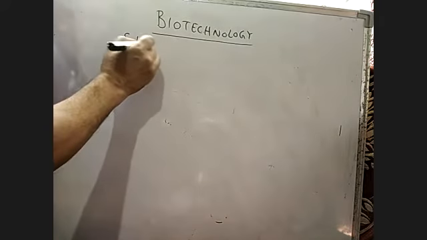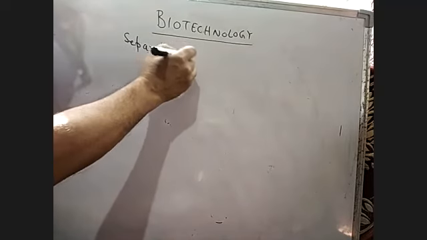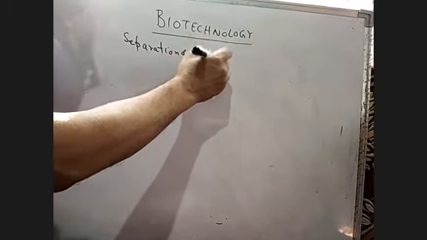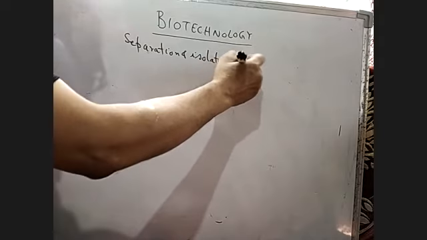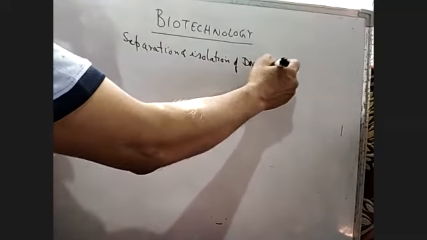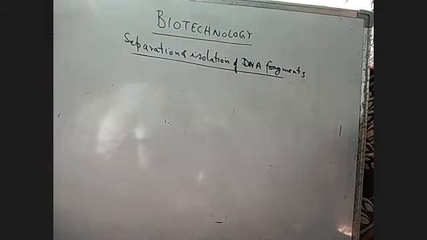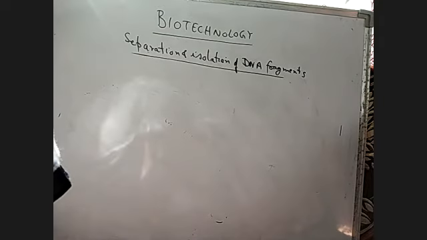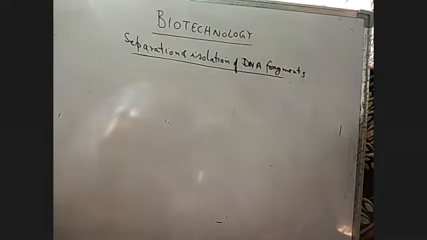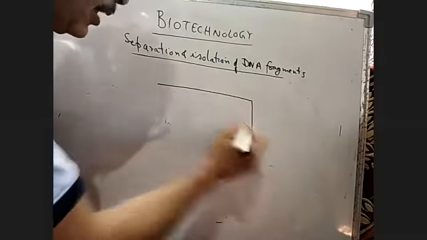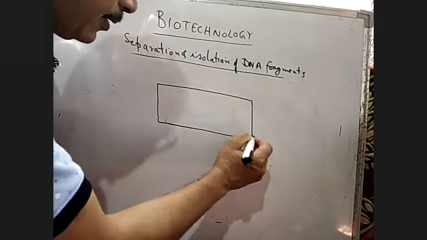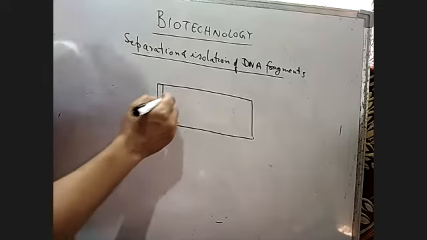Do the separation and isolation of DNA fragments. Okay, we'll do separation and isolation of DNA fragments. This one we do. This can be done by agarose gel electrophoresis. Okay, this is an agarose gel electrophoresis.